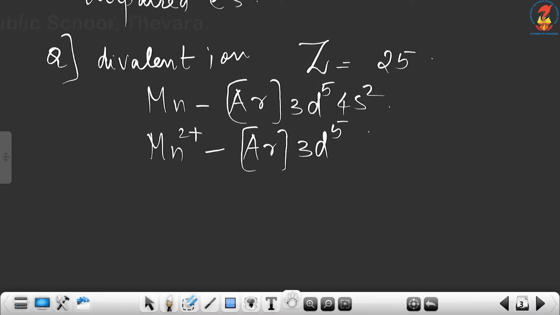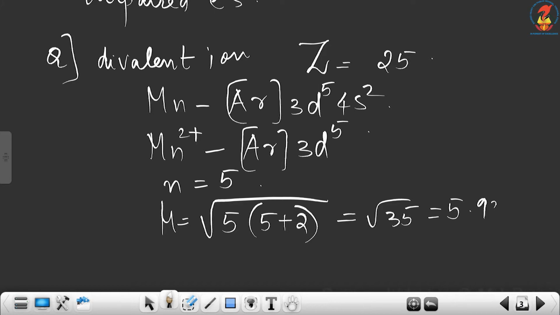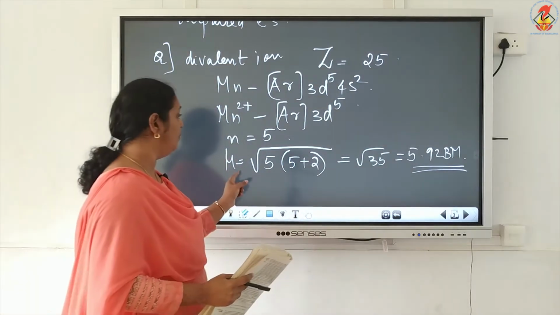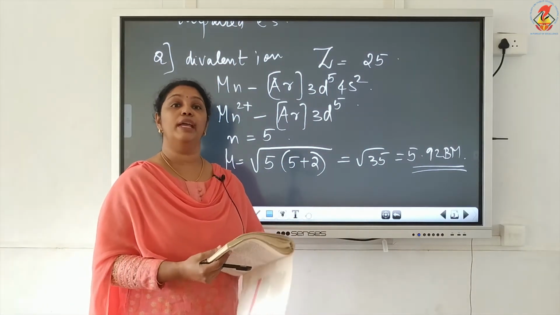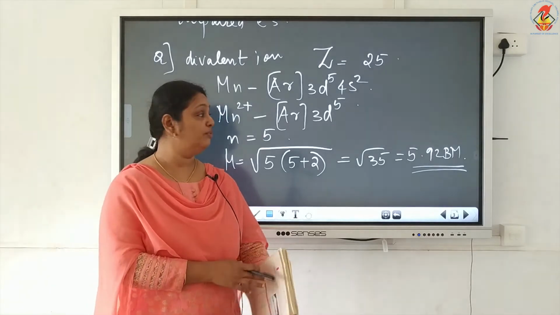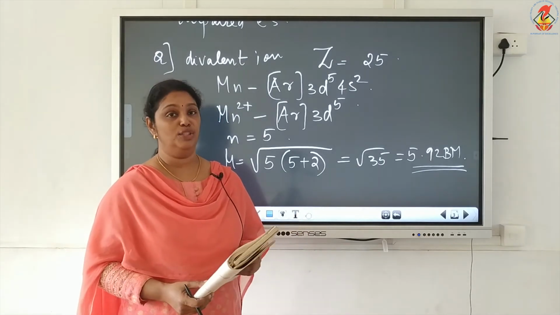Now, how many unpaired electrons are in the d orbital? There are 5 unpaired electrons, so n is equal to 5. How will you find mu? Root of 5 into 5 plus 2, which is equal to root 35, which is equal to 5.92 Bohr magneton. So, you got the mu value as 5.92 BM. And if you know the mu value, you can also predict the number of unpaired electrons. 5.92 BM shows that there are 5 unpaired electrons in Mn2+.